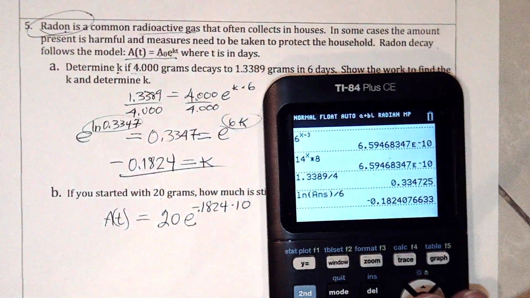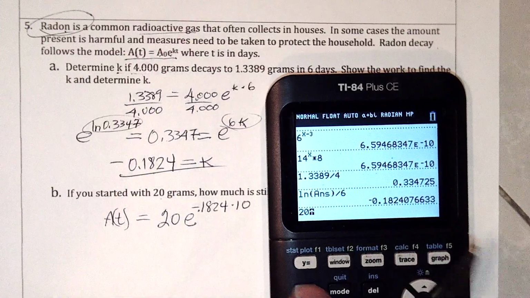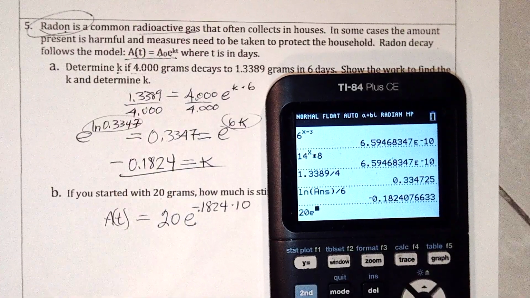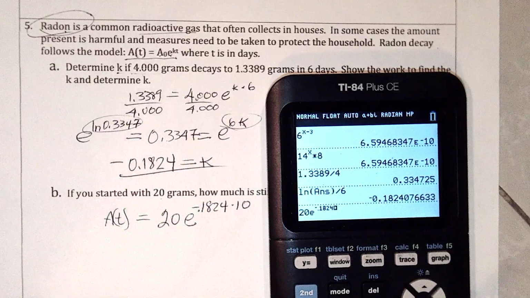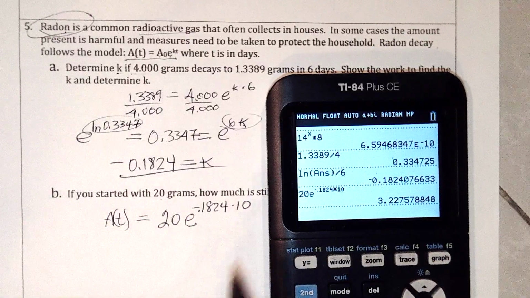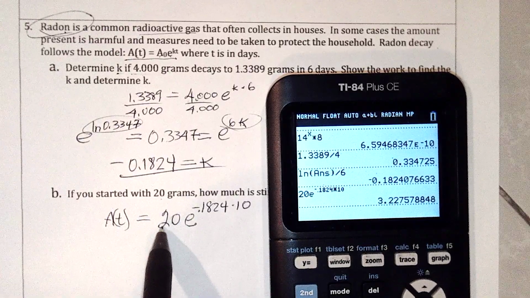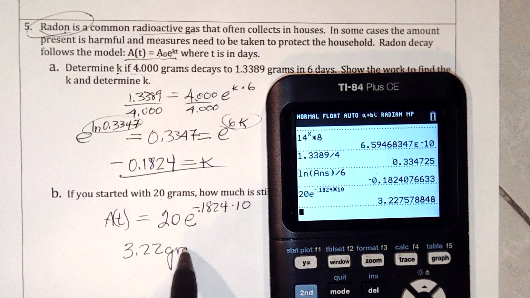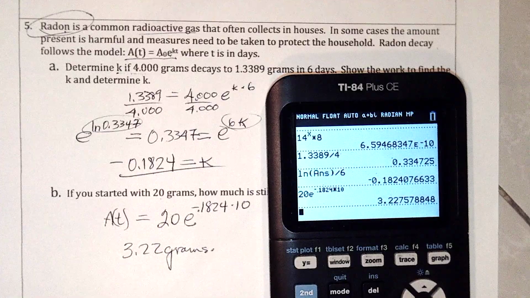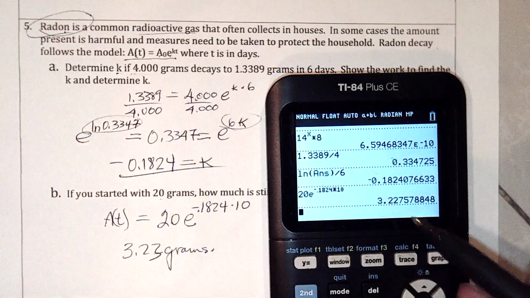So I just have to type that into my calculator to get an answer. 20 e to the negative 0.1824 times 10. And if you're doing it on an older calculator, you got to put that power in parentheses. Anyway, we get the amount left. The 20 is going to die down to only 3.22 grams. That's still radioactive.